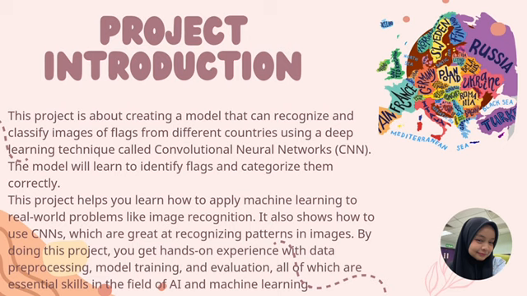This is our project introduction. What is this project about? This project is about creating a model that can recognize and classify images of flags from different countries using a deep learning technique called convolutional neural networks. The model will learn to identify flags and categorize them correctly.